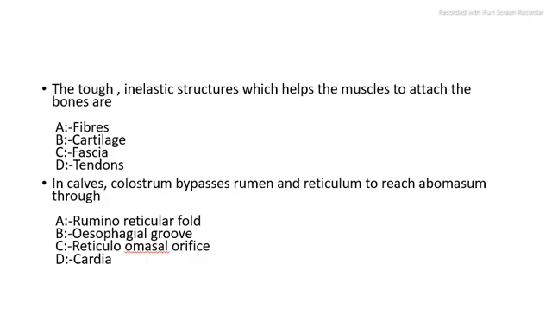Next question, in calves, colostrum bypasses rumen and reticulum to reach abomasum through. Option A ruminoreticular fold, option B esophageal groove, option C reticulo-omasal orifice, option D cardia. Correct answer is option B, that is esophageal groove.